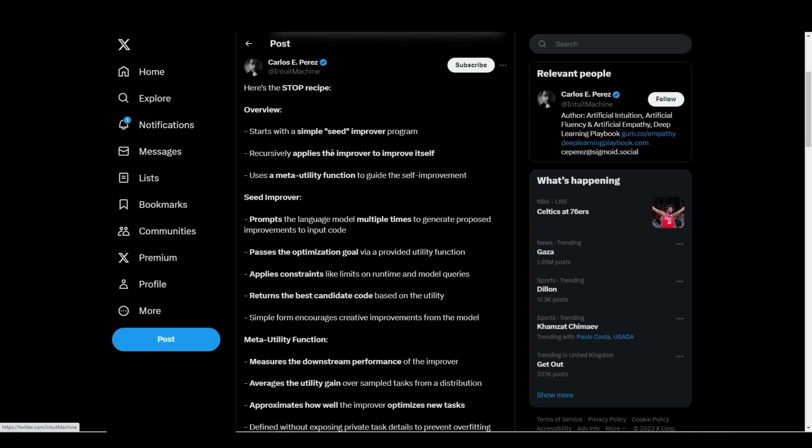An explanation from someone on Twitter who's much smarter than I am: essentially, the overview is that it starts with a simple seed improver program, then it recursively applies the improver program to improve itself, then it uses a meta utility function to guide the self-improvement.